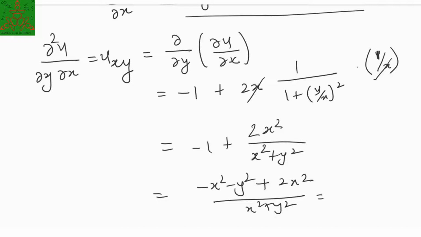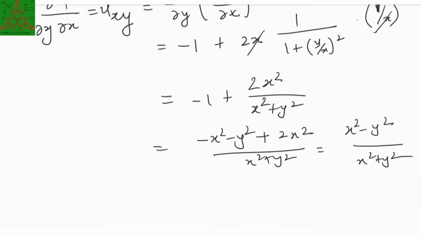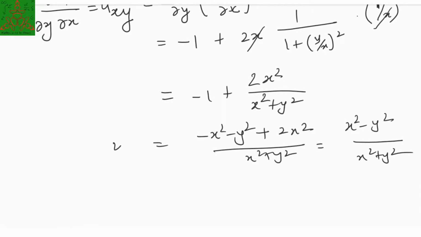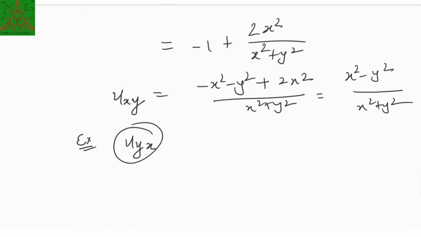So that will give you (x square minus y square) upon (x square plus y square). So here I have calculated u of xy. I am giving you an exercise that you can calculate u of yx. That you can do yourself. I am giving it to you as homework. Let's have another example.